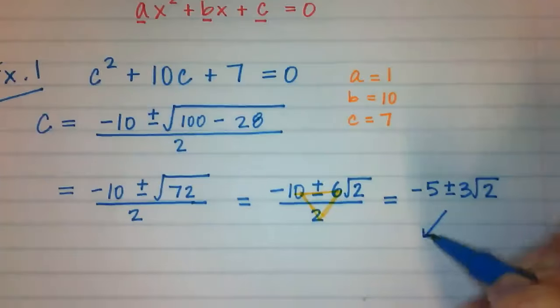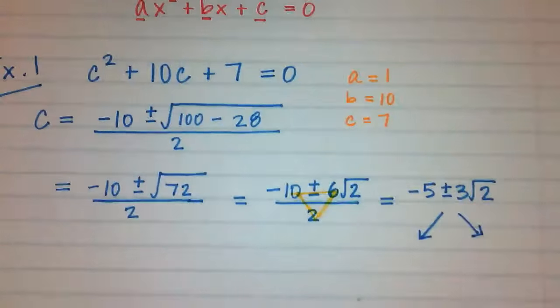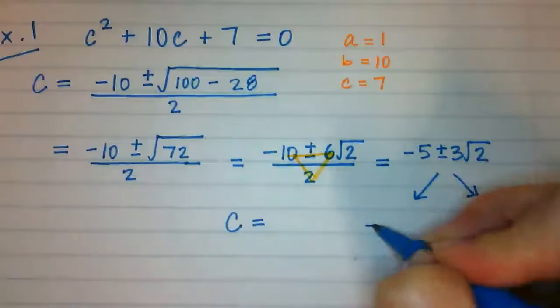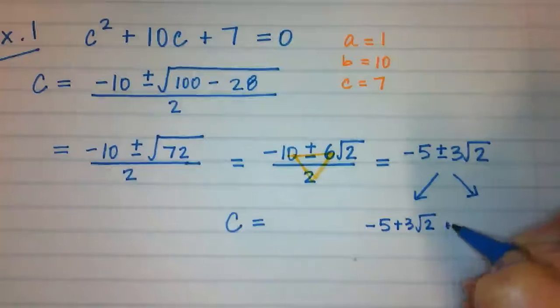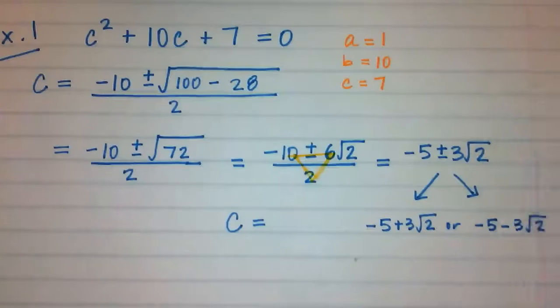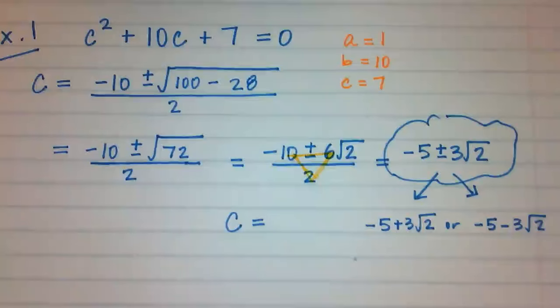So remember that these could be split into 2 answers here. So C could be negative 5 plus 3 square root of 2, or negative 5 minus 3 square root of 2. But in any event, that is the solution for C.